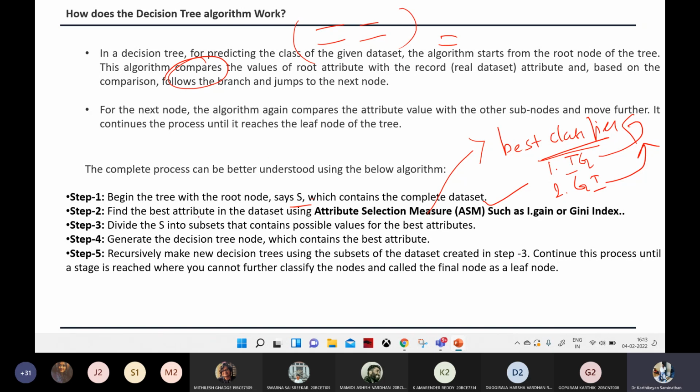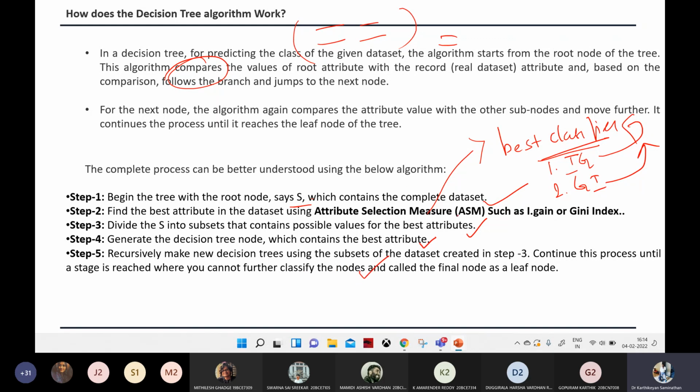Once you identify the best attribute, then divide the S. S is nothing but the collection of samples. S is split into subsets that contain the possible values for the best attribute. Generate the decision tree node which contains the best attribute. Recursively make new decisions using subsets of the dataset created in the previous step. Continue this process until you reach a stage where you cannot further classify the nodes. Then that node is considered a leaf node.